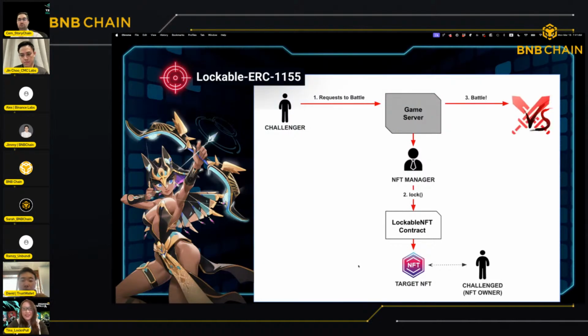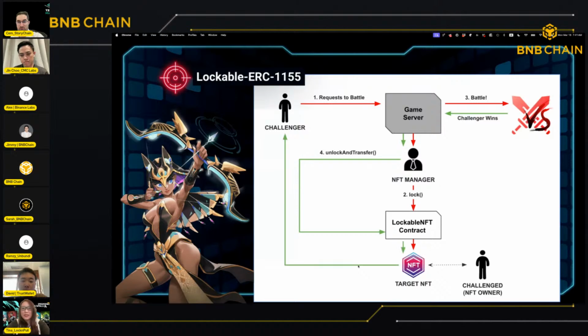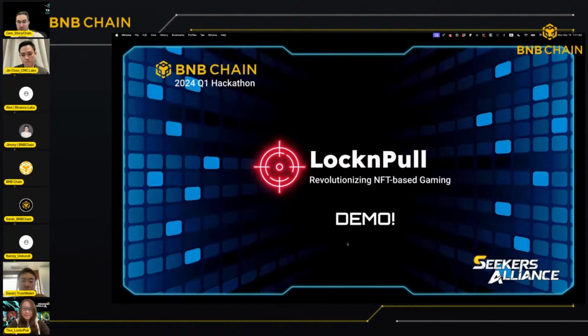Then battle commences. If the challenger wins, the green path will be taken. The game server calls the NFT manager, who calls the unlock and transfer method to transfer the NFT to the challenger who had won. If the challenger loses, the blue path will be taken, and the NFT will be unlocked and remains in the challenge player's wallet. This lockable ERC-1155 standard can be adopted by any blockchain gaming project for an additional layer to blockchain gaming. Let's see a demo of how it works.